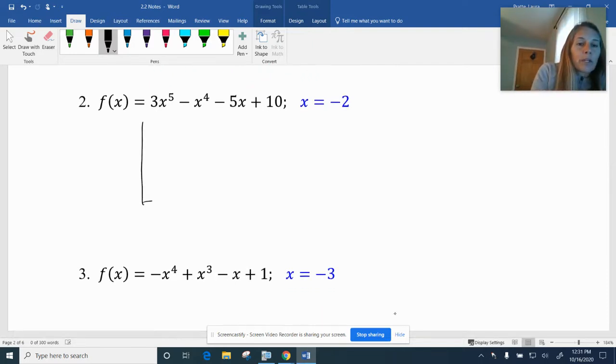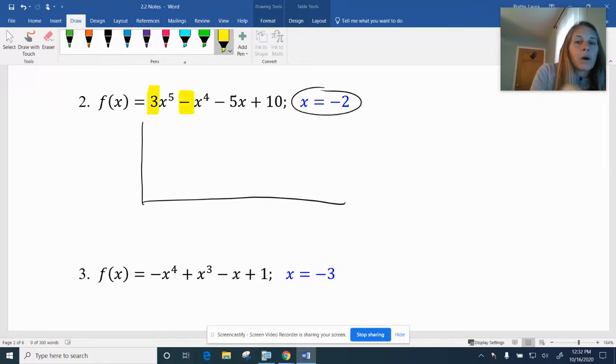The first thing you want to do is fill in all of those coefficients. So I have a 3 and a -1, a -5 and a 10. However, it looks like I'm missing both x cubed and x squared here. So I'm going to have 2 zeros for those two filled in as well.